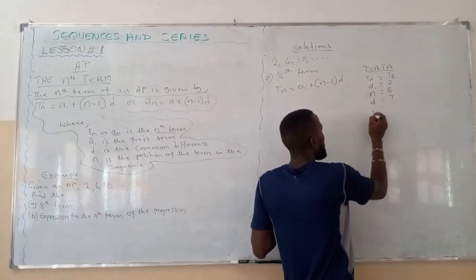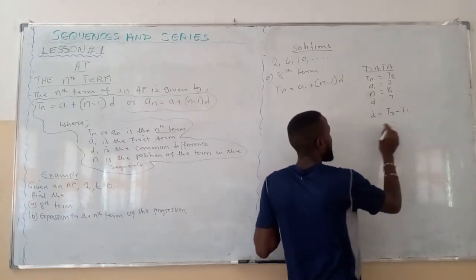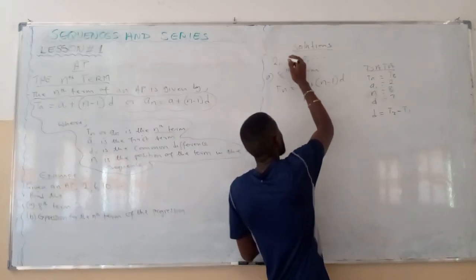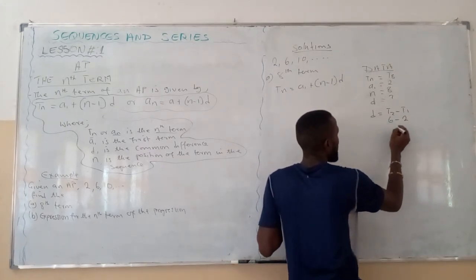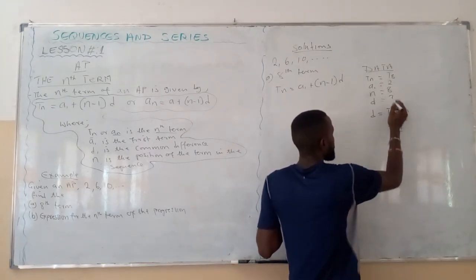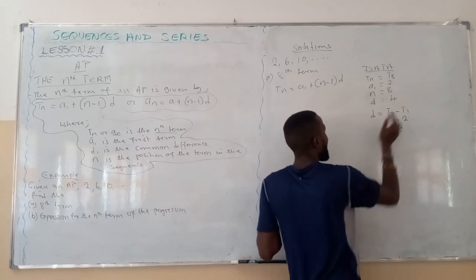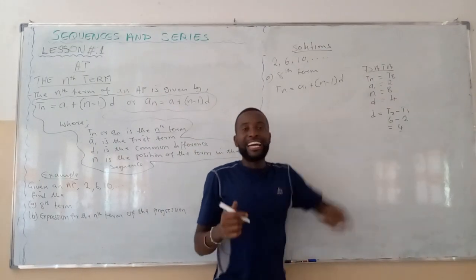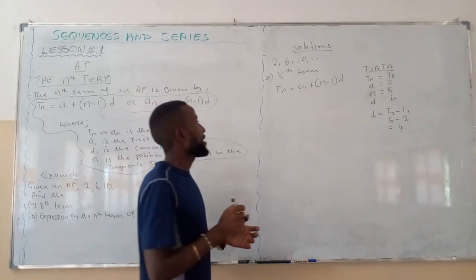We said common difference can be found by T2 minus T1. What is my T2 here? My T2 is 6. So we are going to say 6 minus 2. What is my answer? 4. So my common difference for now is going to be 4. I found everything. So once I found everything here, I just replace now in the formula and I do my calculations. It means that I'm done.